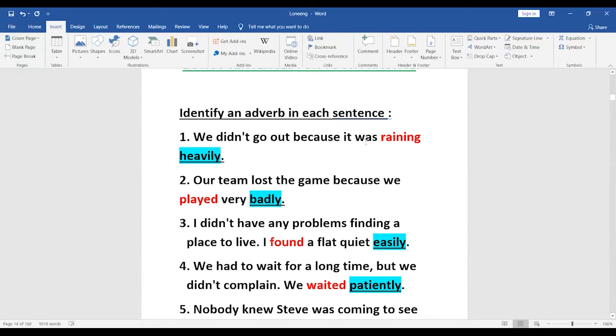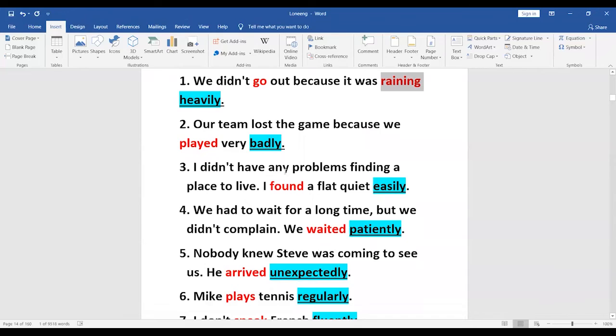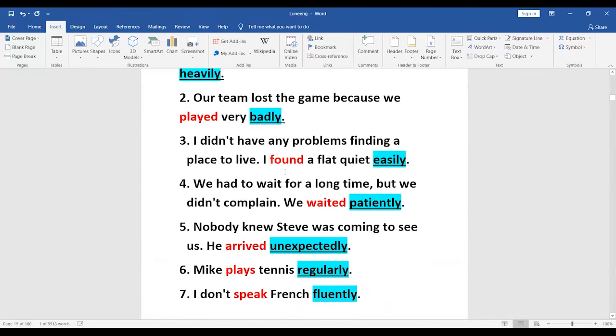We didn't go out because it was raining heavily. Let's see here. There's one verb here already in the first sentence, but we're not worried about this particular sentence. You take a look at the subclause here. It was raining heavily. So raining is the actual verb, showing action. And how is it raining? It was raining heavily. And because heavily adds more meaning to the verb, heavily becomes an adverb here.